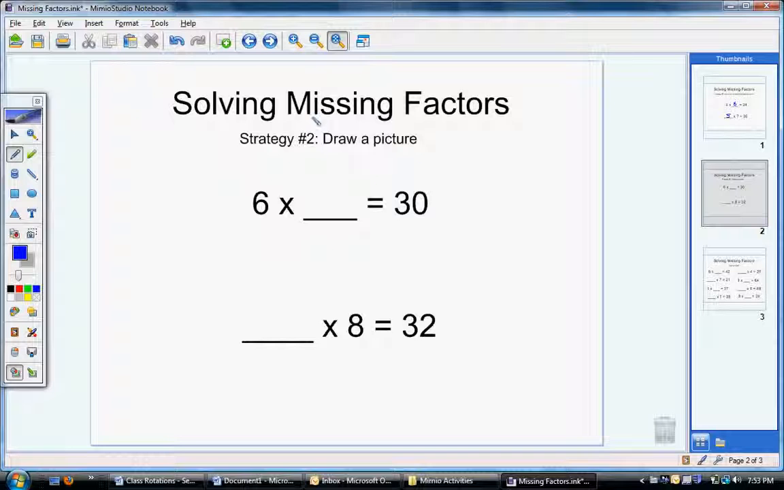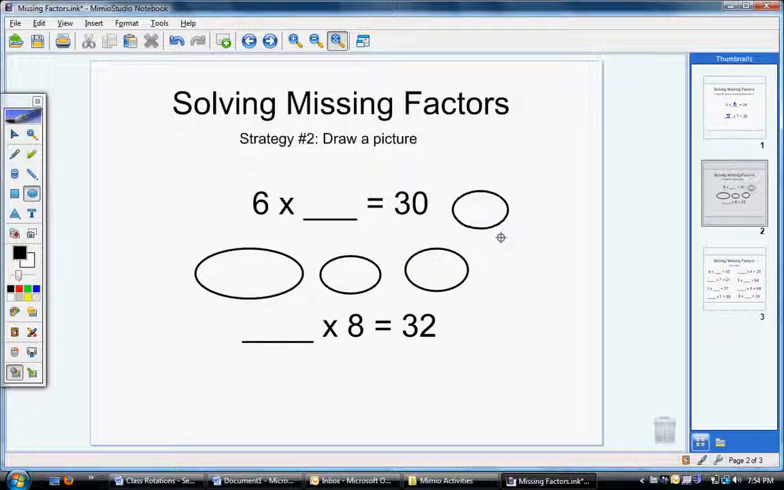I know that in the end, I want to have 30 total tallies, and they can be divided up into 6 groups. So if I go ahead and start by drawing 6 circles, 1, 2, 3, 4, 5, 6. I would just need to take my 30, my total product, and share it in those 6 circles. In the end, each circle should have the same amount in it, and that would be my missing factor.